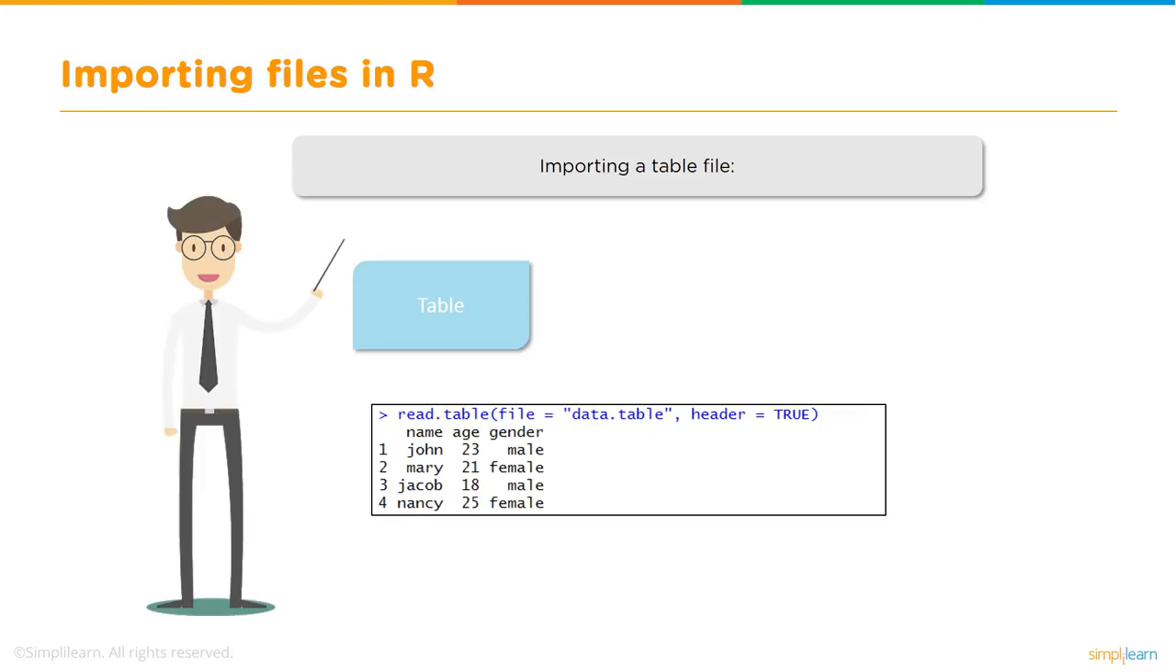You read.table, file equals data.table, so whatever the name of the file is, comma, header equals true, so if there's a header to it. In this quick flash they have name, age, gender. We'll actually do this in R with another data set in just a minute. But you can see it's very easy to read. A lot of people use R even in other programming languages so they can quickly look at the data before they even start analyzing it.